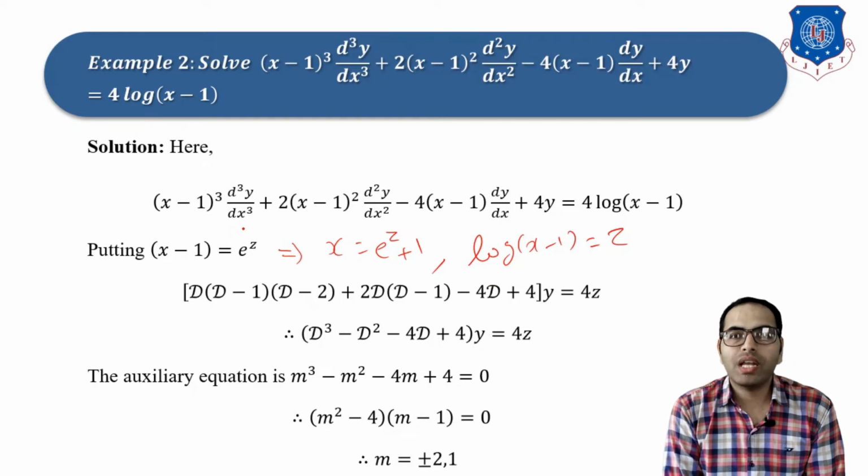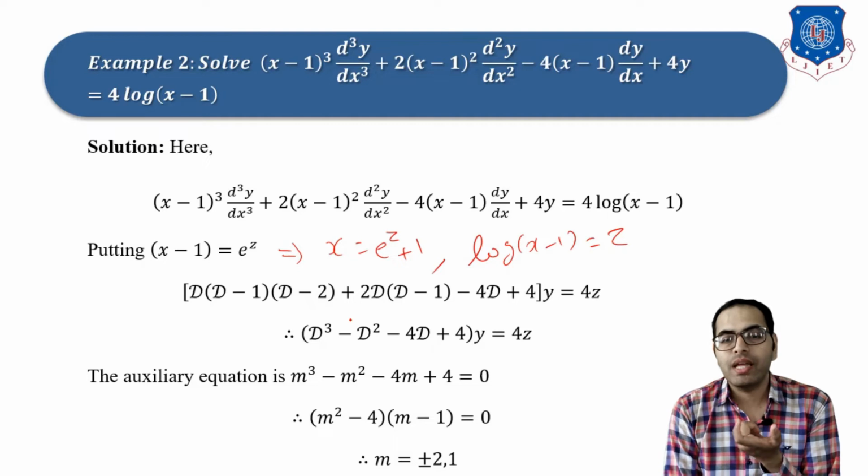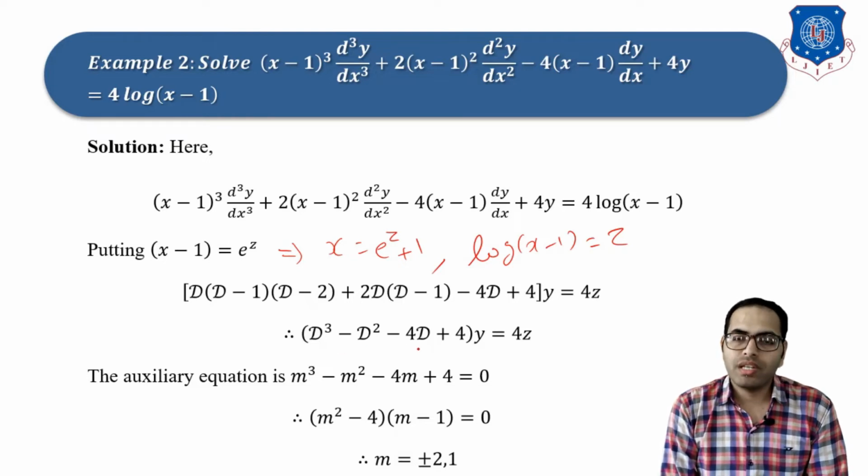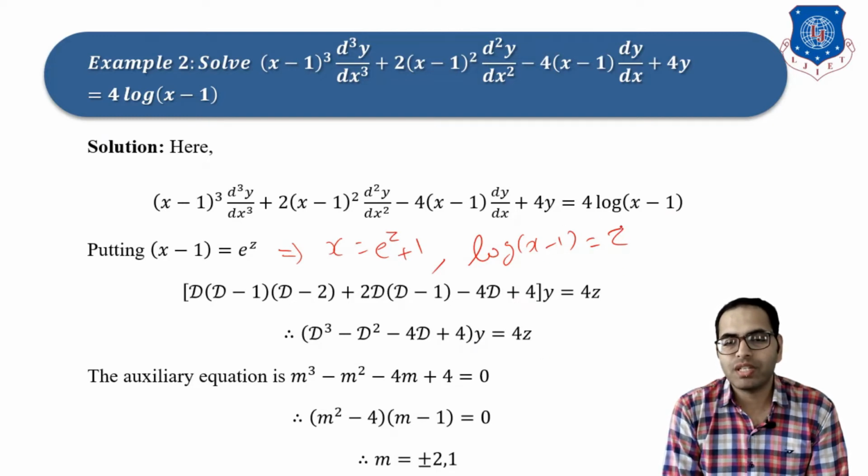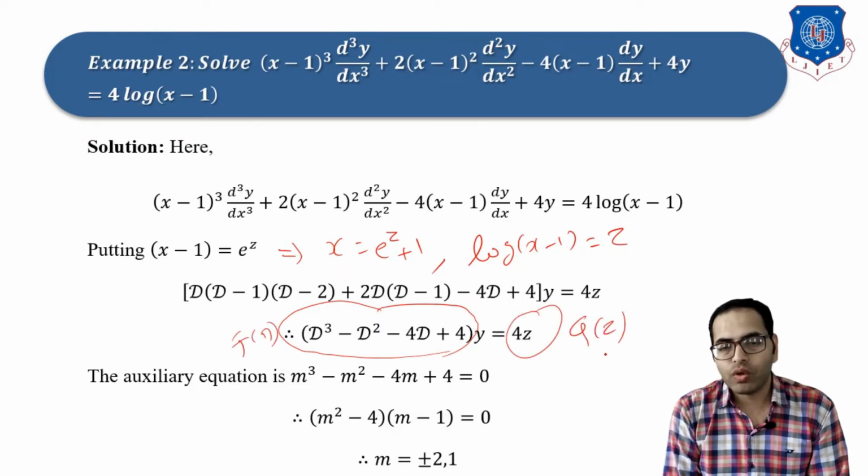See, according to the Legendre linear ordinary differential equation, the triple dash derivative term is replaced by d(d minus 1)(d minus 2) into y, plus the second order derivative term which is 2 d(d minus 1) into y, minus 4 d plus 4y. Now y will be common out, and simplifying that particular term, expanding the brackets, will give you (d cube minus d square minus 4d plus 4) of y equal to 4z. Here log of (x minus 1) is replaced by z. Now that particular term is indicated by f of D and what it equals is indicated by Q of z.